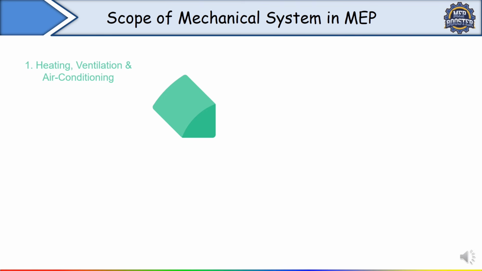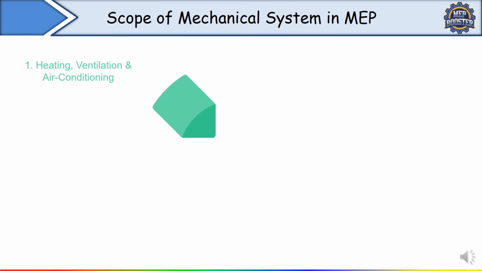In that, heating includes the design and implementation of heating systems such as boilers, furnaces, heat pumps and radiant heating systems. So it ensures thermal comfort within a building by maintaining appropriate indoor temperature during colder months. Then ventilation ensures the provision of fresh air into the building, meaning the removal of stale air and the control of humidity. So ventilation systems include fans, ductwork, air handling units and exhaust systems, crucial for maintaining indoor air quality.